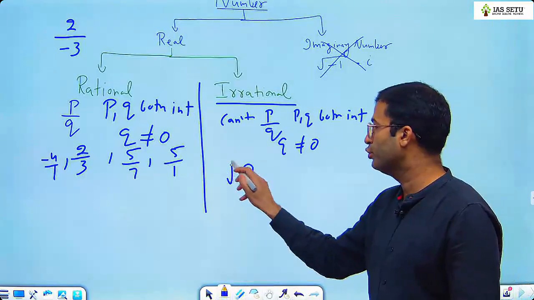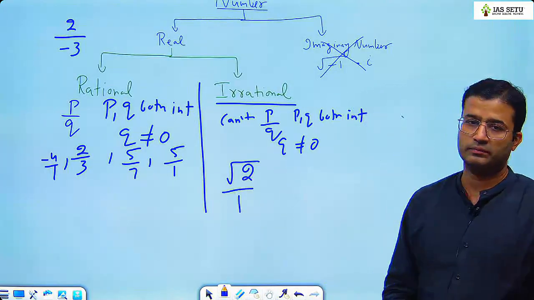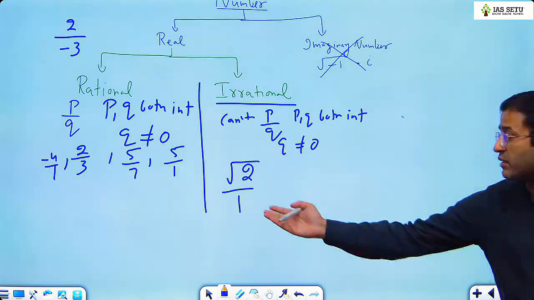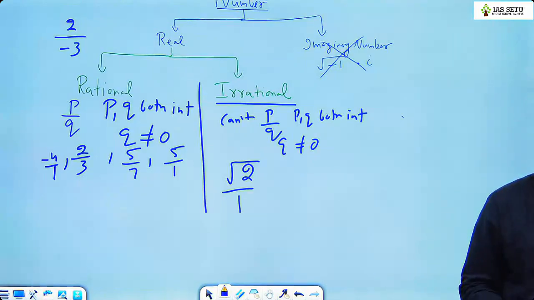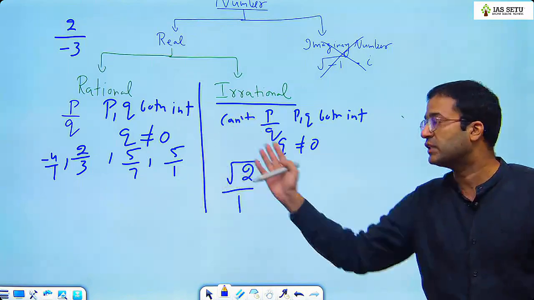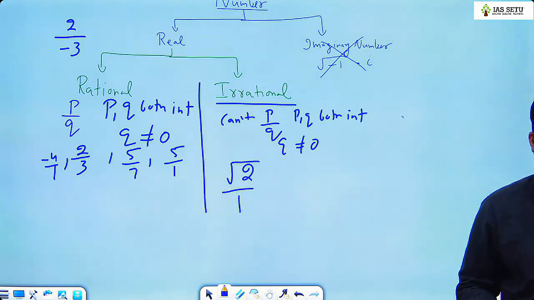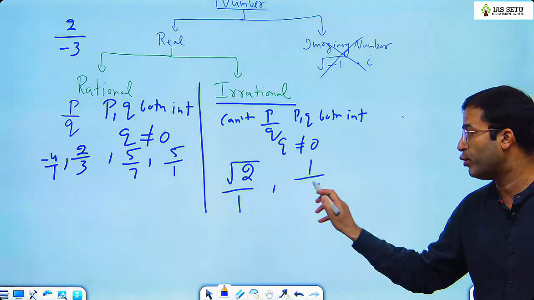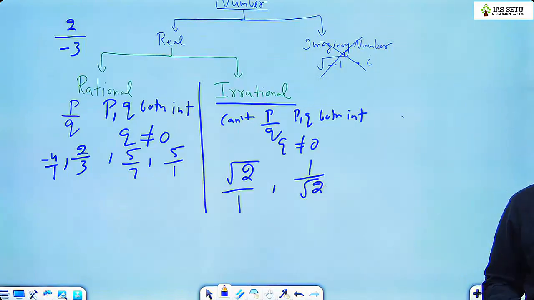Under root 2 upon 1. You cannot say, sir, 1 is an integer. I need both to be integers. Then it is not rational. If both are integers, then only it is rational. Otherwise, it is irrational. Similarly, 1 upon under root 2. Tell me whether 1 upon under root 2 we take as rational or irrational. Irrational.